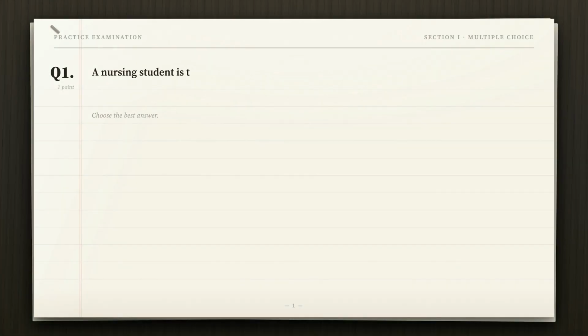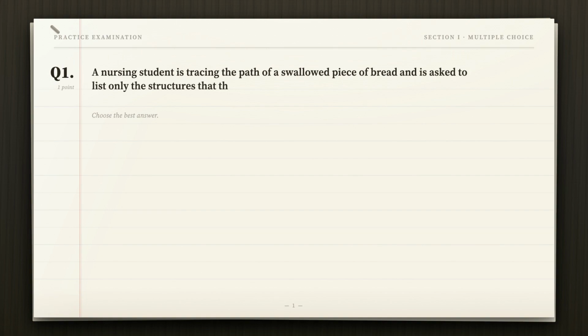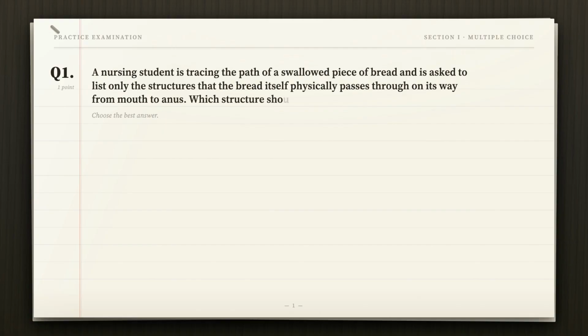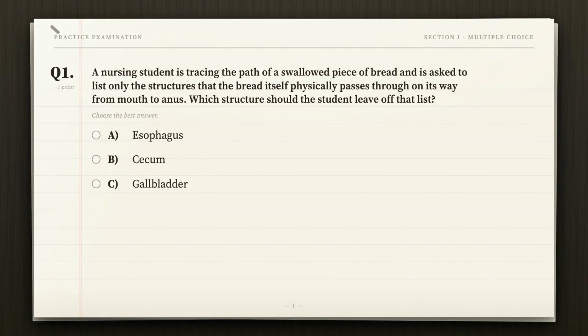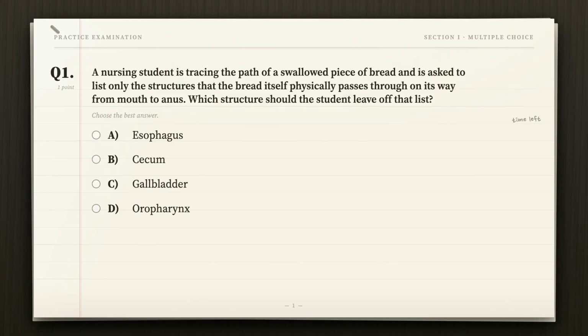Question 1. A nursing student is tracing the path of a swallowed piece of bread and is asked to list only the structures that the bread itself physically passes through on its way from mouth to anus. Which structure should the student leave off that list? Your options are A. Esophagus, B. Cecum, C. Gallbladder, D. Oropharynx. Which one is it? Pause the video if you need more time.